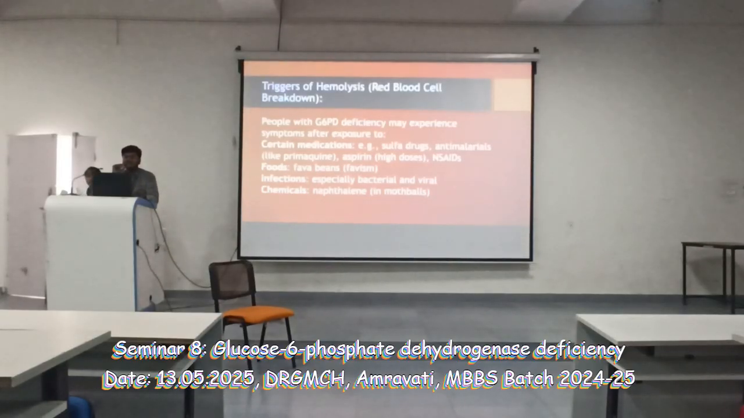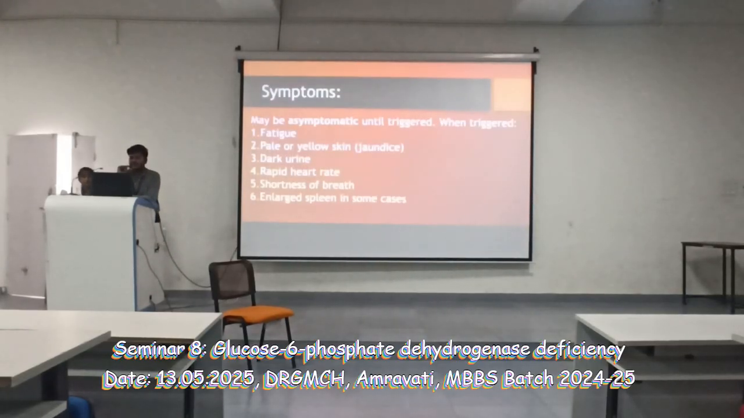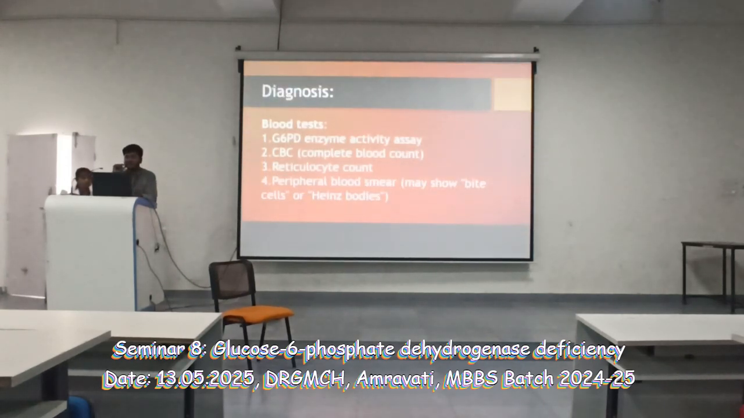The triggers of hemolysis, that is RBC breakdown: people with G6PD deficiency may experience symptoms after exposure to certain medications like sulfa drugs and anti-malarials, foods like fava beans, infections especially bacterial and viral, and chemicals like naphthalene. The symptoms are fatigue, pale or yellow skin, dark urine, rapid heart rate, shortness of breath, and enlarged spleen in some cases. The diagnosis includes G6PD enzyme activity assay, CBC, that is complete blood count, reticulocyte count, and peripheral blood smear, which may show Heinz bodies.